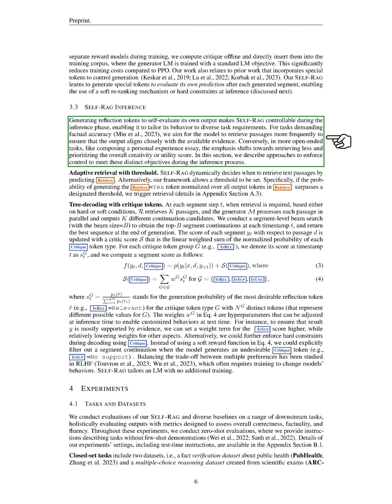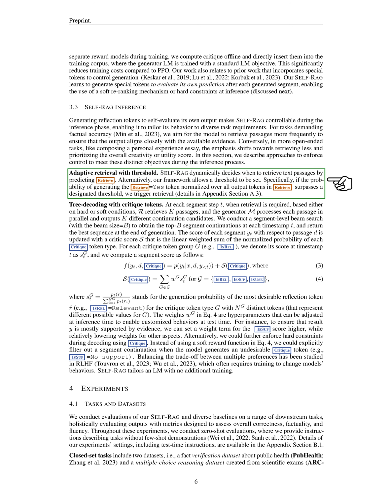During the inference phase, our model generates reflection tokens to self-evaluate its own output. This makes the model controllable and allows it to adapt its behavior to different task requirements. For tasks requiring factual accuracy, the model retrieves passages more frequently to ensure that the output aligns closely with the available evidence. Conversely, for more open-ended tasks, the emphasis shifts towards retrieving less and prioritizing the overall creativity or utility score. Our model can also adaptively retrieve text passages by predicting a special retrieval token.